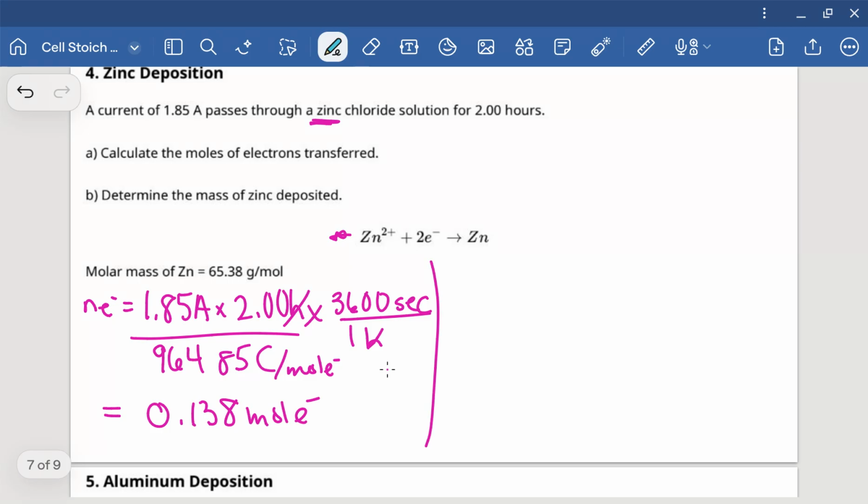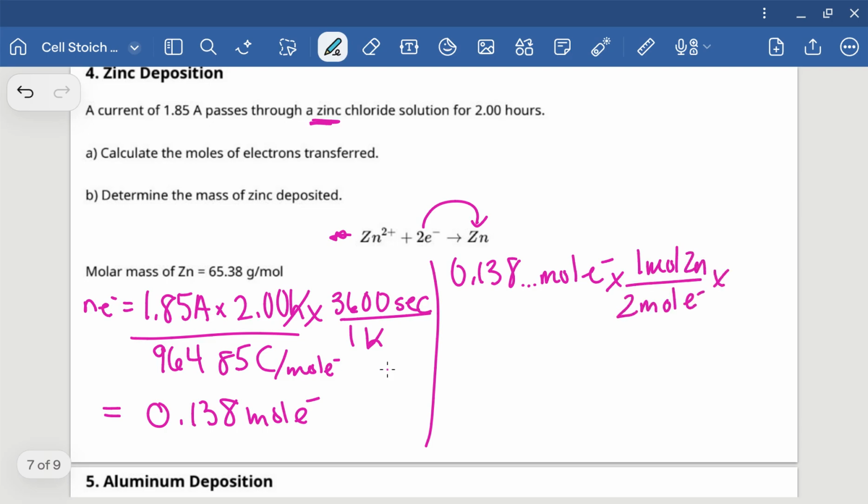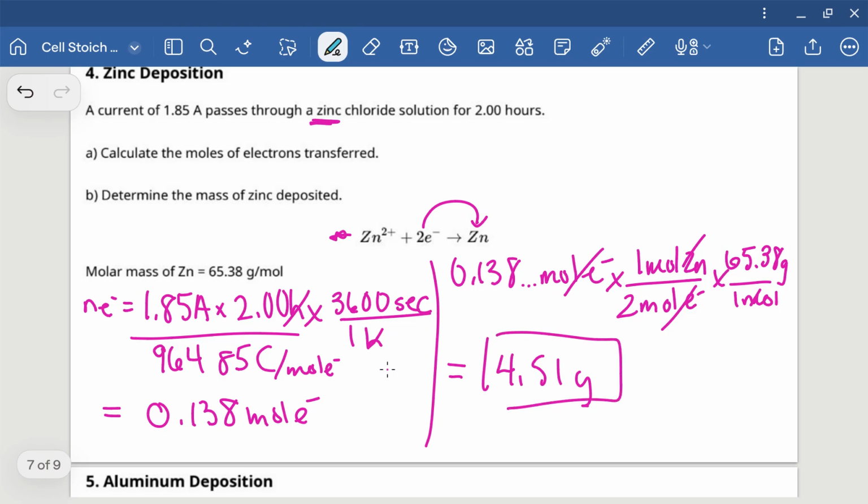Keeping that unrounded value in your calculator, we are going to convert that to moles of our solid zinc. So times 1 mole of zinc over 2 moles of electrons. And then lastly, multiplying by your molar mass of zinc. And we'll see things canceling nicely. And we end up with 4.51 grams of zinc getting deposited.